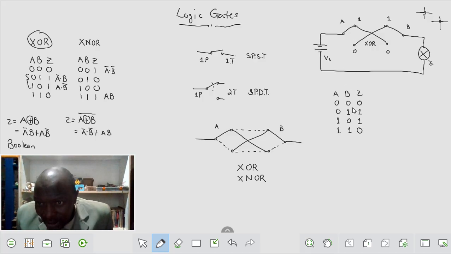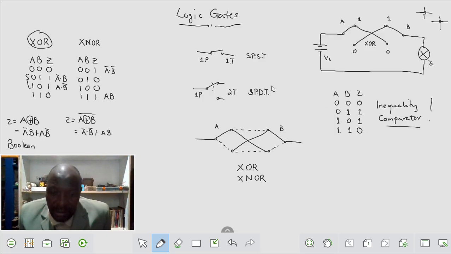Another thing that you have to note here, you get an output when the two inputs are not equal. So we sometimes call this the inequality comparator. It compares the inputs, and when the inputs are not equal, you actually get an output. So the exclusive OR is also sometimes called the inequality comparator. This is one way of wiring the two switches. If you look, this is an inequality comparator. The 1 is connected to the 0. The 0 is connected to the 1. So they are not equal.